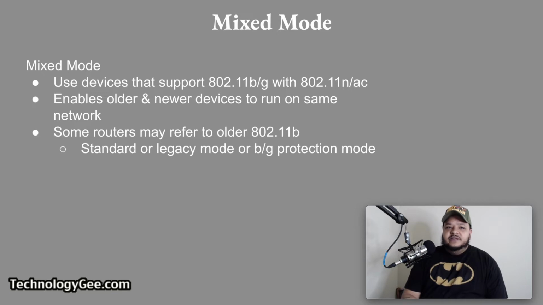All right, let's talk briefly about mixed mode. If you want to use any device that supports 802.11b or 802.11g standards with the newer 802.11n and the 802.11ac standards, you will need to configure your access point or router to run in mixed mode. Mixed mode enables older and newer devices to run on the same network. Some routers may refer to a mode that supports the older 802.11b standard as legacy mode or BG protection mode.